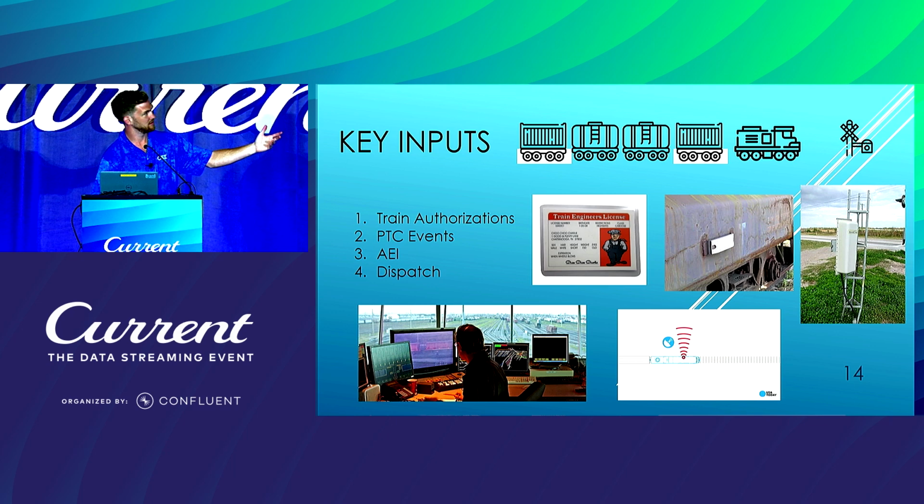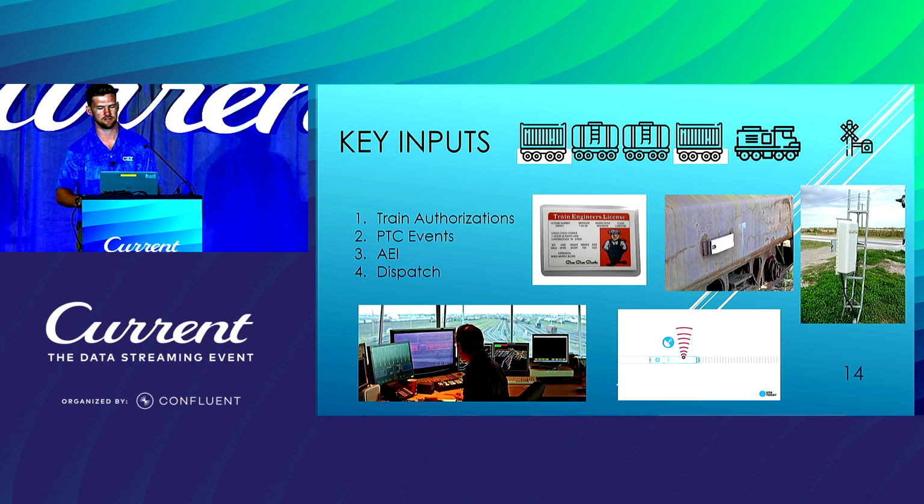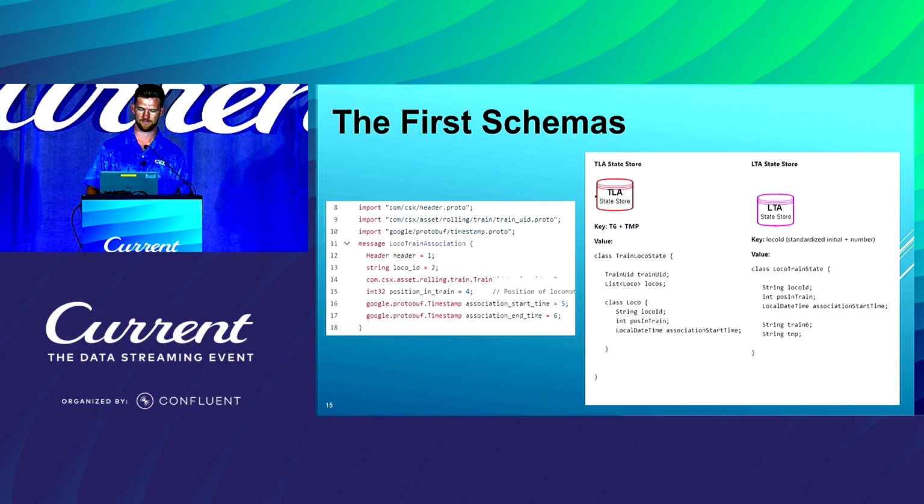And then last, we've got dispatch events. Dispatch is locked down like a moat because it's a very critical application. So you don't get too much in or out of it, but we do get station arrivals, and we can use that to determine when a train has arrived at its final destination and terminate the train.